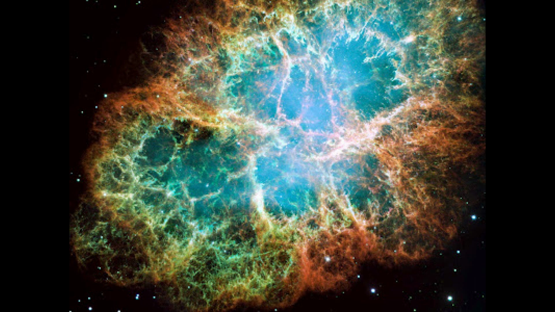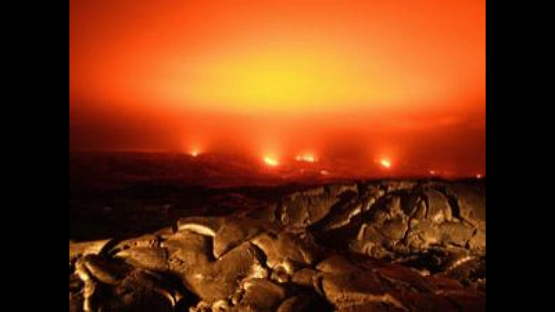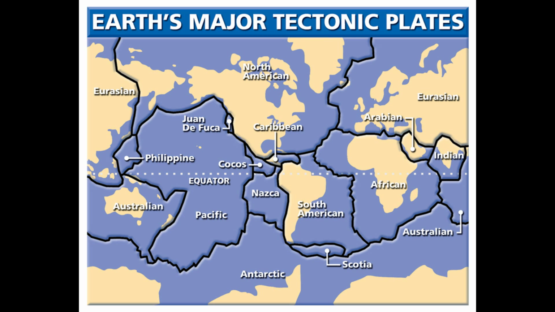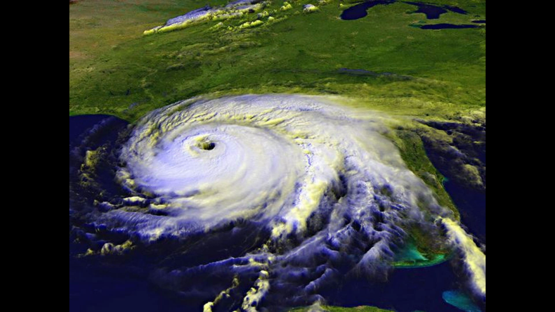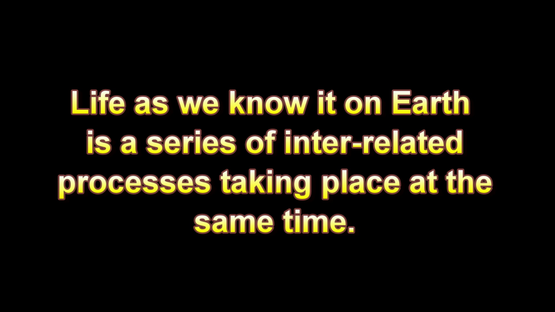And this heavy material contains a lot of mass, and simply due to the mass, it collects onto itself. It's a process called accretion, and eventually over time, a primordial Earth was formed. And the interesting thing is that the Earth is still hot down there. We know this because we have plates that move around on the surface of the Earth. Volcanic activity and weather patterns have shaped the Earth as we know it into a multitude of tiny ecological niches and habitats. Life as we know it on Earth is a series of interrelated processes taking place at the same time.